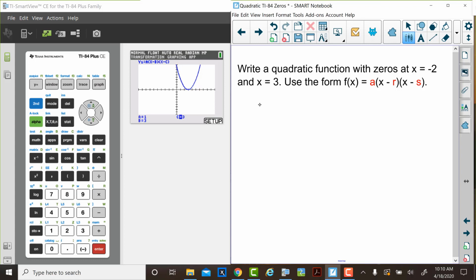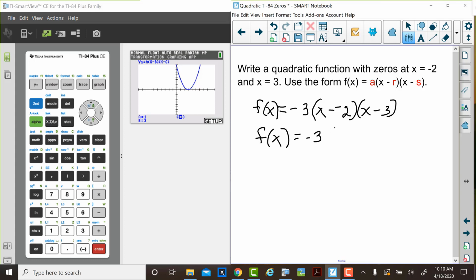As you noticed, we did not give a value of a. So what could you use? Here is one example. Suppose a were equal to -3, and then we have our factors, x minus the first zero, so we have x minus -2, multiplied by x minus the second zero, or x minus 3. This could also be written, of course, f of x equals -3 multiplied by x plus 2 times x minus 3.